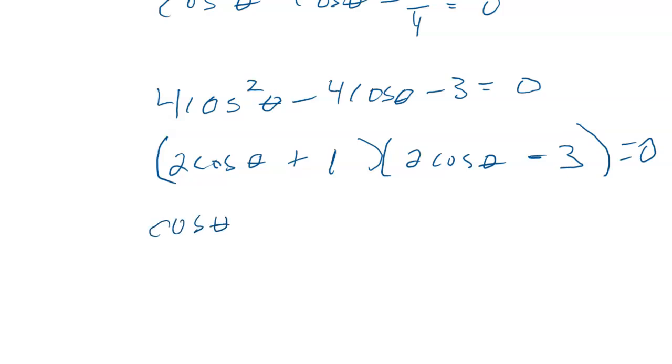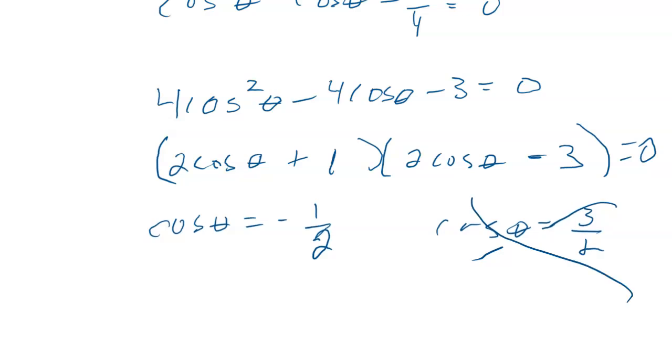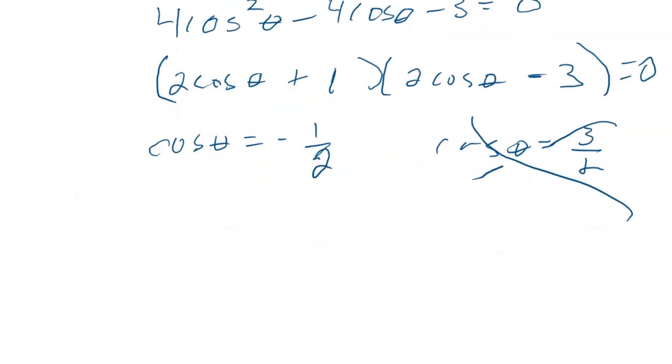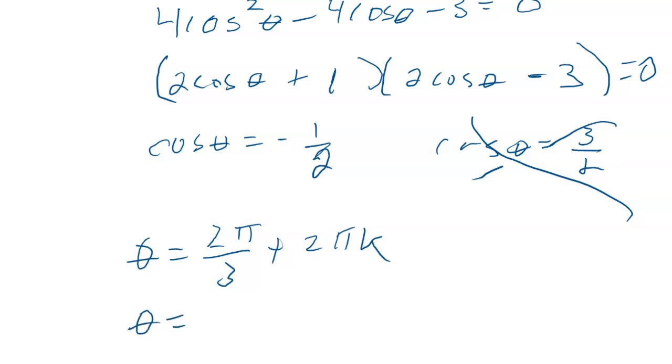So then I get cosine theta is equal to negative 1/2, and I get cosine theta is equal to 3/2, but this could never be true. So when is cosine theta equal to negative 1/2? It's negative 1/2 in the second and third quadrant. So that'll be theta is equal to 2 pi over 3 plus 2 pi k, and theta is equal to 4 pi over 3 plus 2 pi k, but I'm going to check my answers.